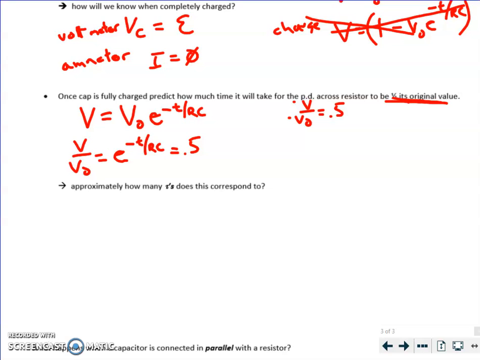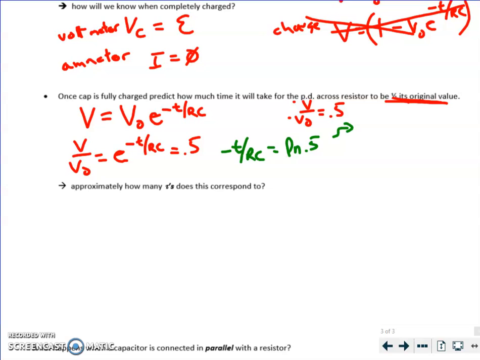So now I know what to solve for. I'm solving for t, and so in order to do that, I just got to do a little exponential. So I'm going to take the natural log of both sides, and the left side becomes negative t over RC equals the natural log of 0.5. Okay, if I'm going to solve for t, then I'm going to do it all algebraically before I plug in any numbers.